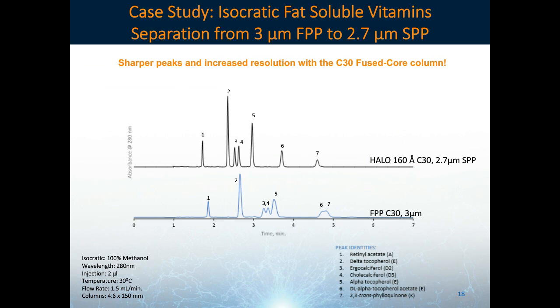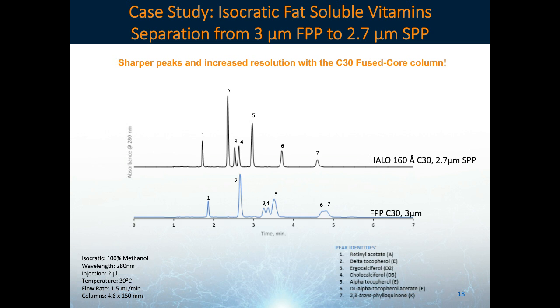This example shows the isocratic fat-soluble vitamin separation going from 3 micron FPP to 2.7 micron SPP. And in this case, again, we've used the exact same conditions and the exact same column dimensions, 4.6 by 150. So what we see with the top trace in black with the halo C30 column is sharper peaks and increased resolution compared to the FPP C30 column in 3 microns.